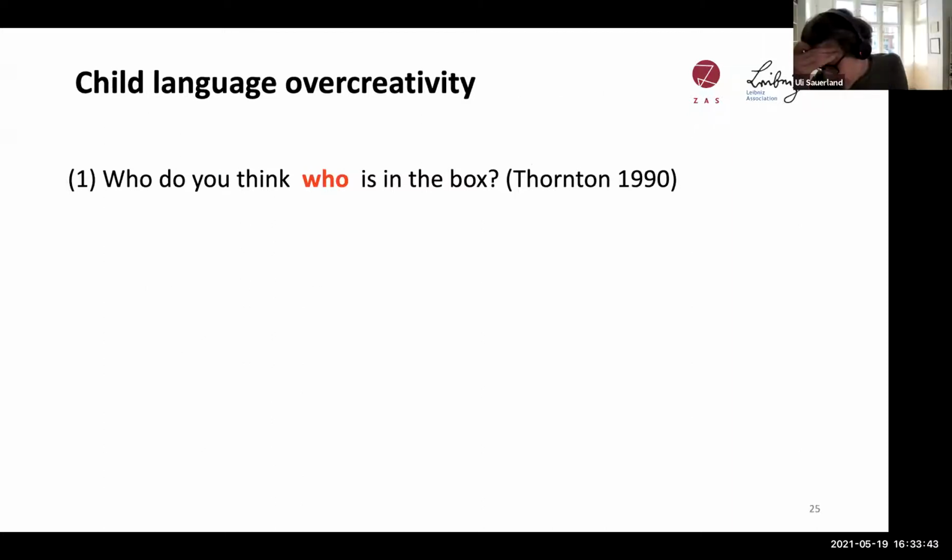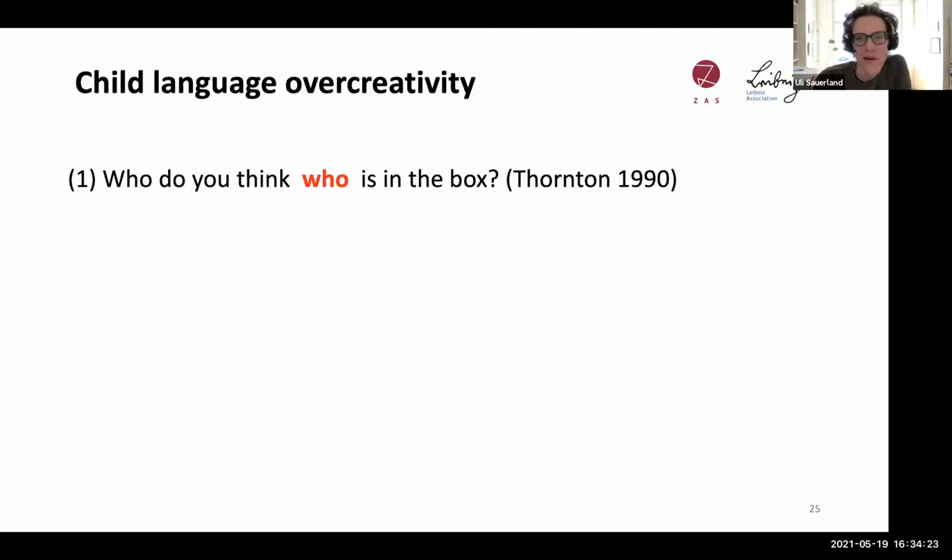Okay, so the last class of example of a possible source of evidence is the phenomenon that child language sometimes seems to be over-creative. Even though generally children produce shorter utterances and leave out words where adults produce them, sometimes they produce extra words in places where adults don't seem to be producing words.